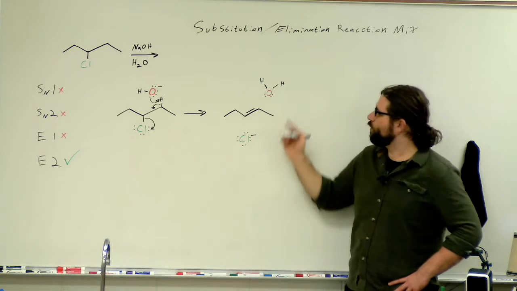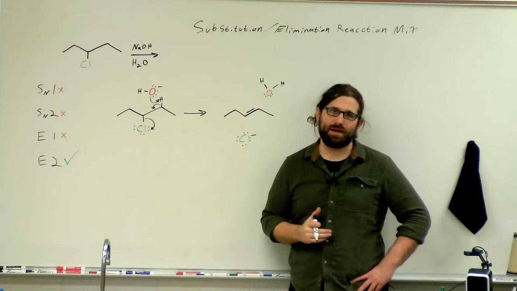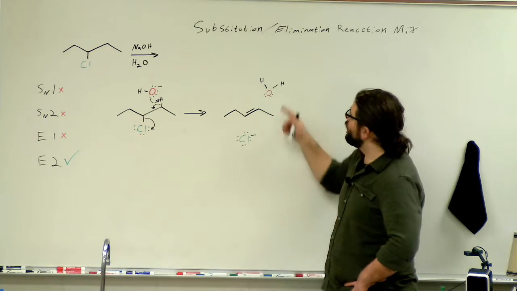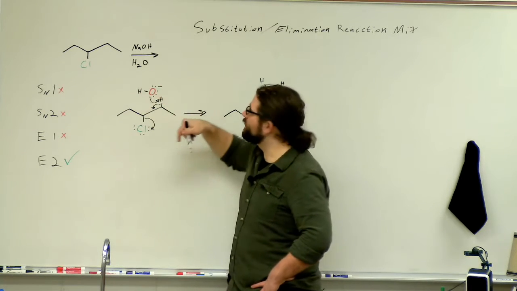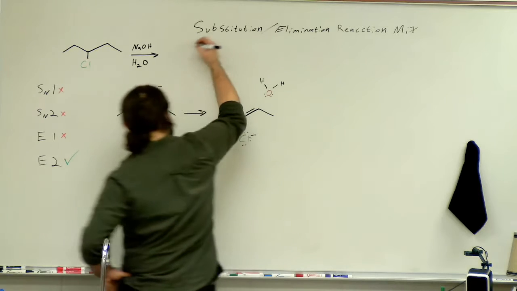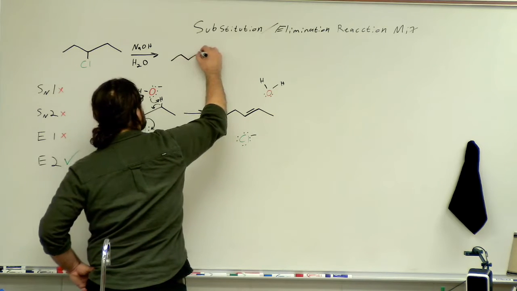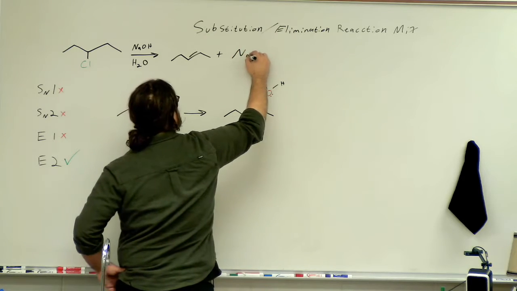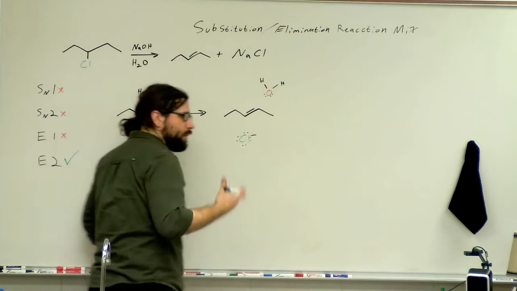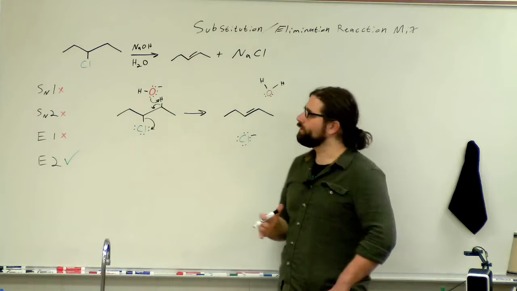an alkene, water, and a chloride anion. So water is my solvent, so it's just going to stay there. I'm not going to include it in my products, but I am going to have an alkene and some sodium chloride. So there we go. That's the whole thing.